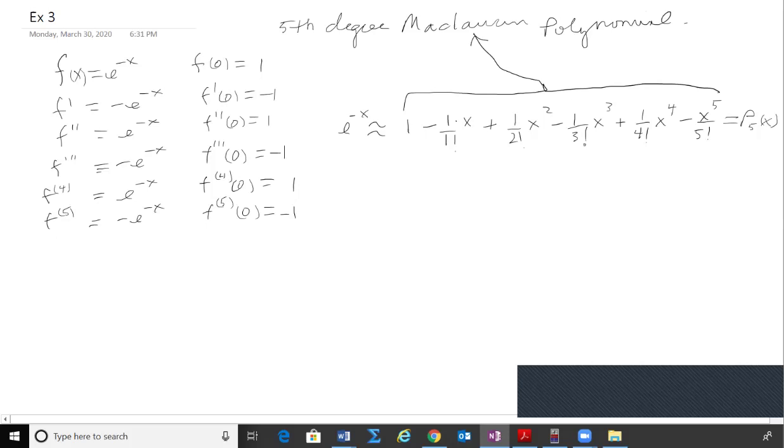4th derivative at 0 over 4 factorial. 5th derivative at 0 over 5 factorial. And notice the appropriate powers of x in each case. And that's it. That's the 5th degree Maclaurin polynomial.